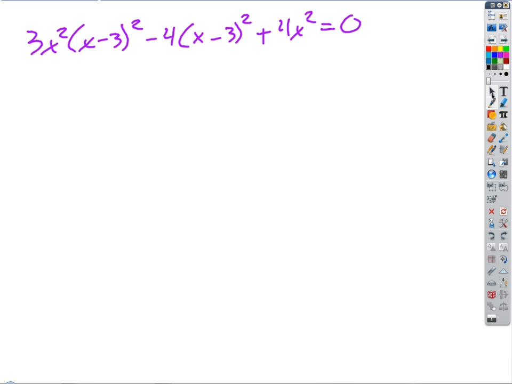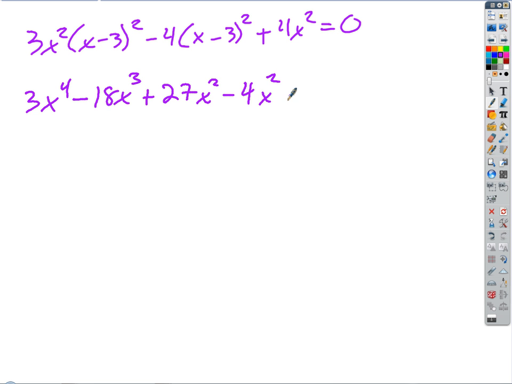All right, so make sure I don't make any mistakes. If I expand that out and distribute the 3x squared, I'm gonna get what? 3x to the 4th minus 18x cubed plus 27x squared, is that right? Double check me. Minus, oh, yeah, that's right. Is that all right? Yeah. Okay.